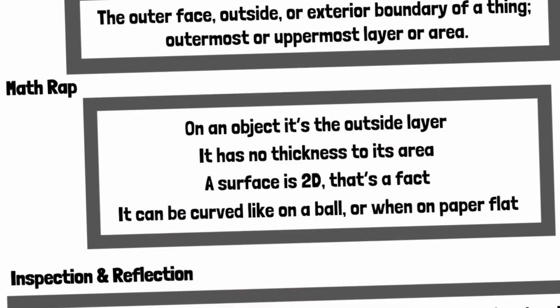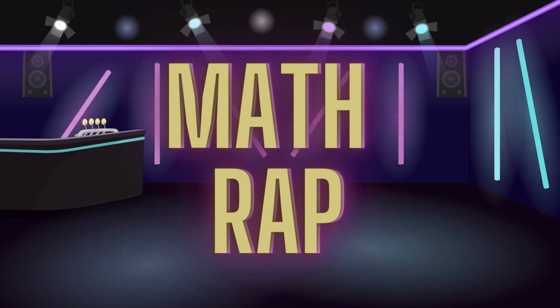Math rap. On an object. It's the outside layer, it has no thickness to its area. A surface is 2D, that's a fact. It can be curved like on a ball or when on paper flat. Math rap.